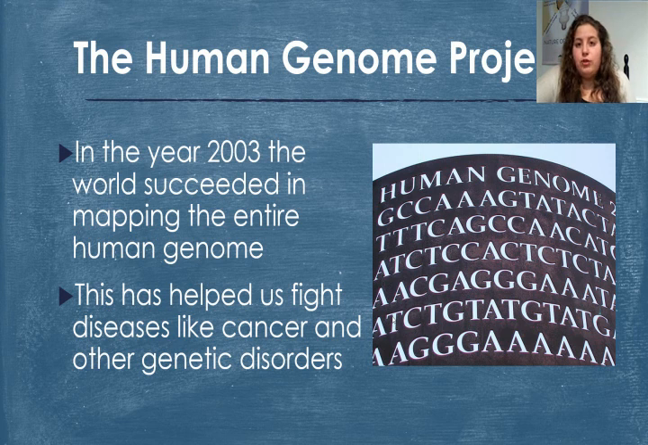Now that we've known the structure of DNA, genetics has just exploded as a new scientific frontier. And in 2003, the world succeeded in mapping the entire human genome. What that means is we were able to figure out all of the little letters that make up our DNA, A's, T's, C's, and G's, and what order they were in. You think, why did we have to do that? Well, it's helped us do things like fight cancer and diseases and genetic disorders, and it's really opened up a whole new world into how we see ourselves and medical breakthroughs from this point on.